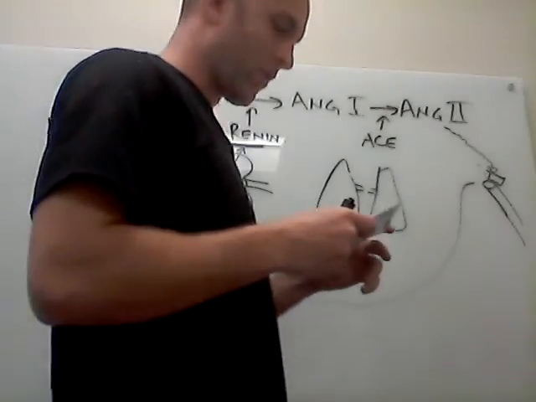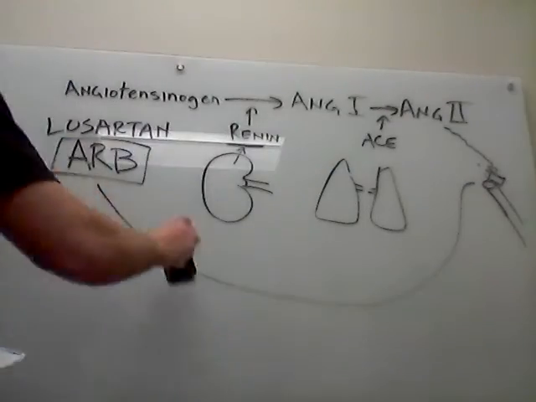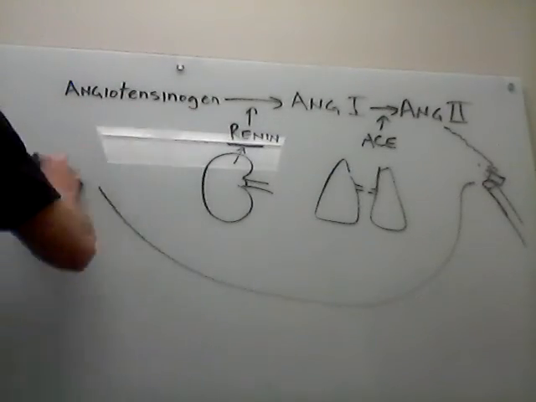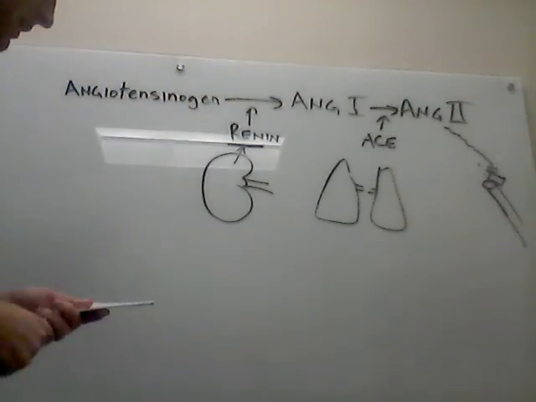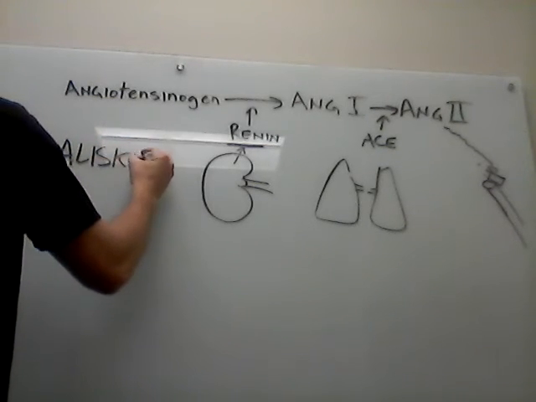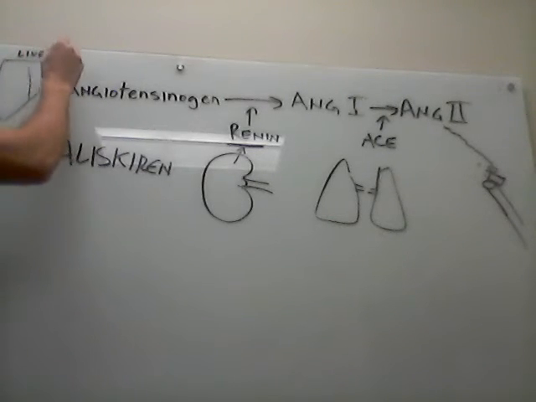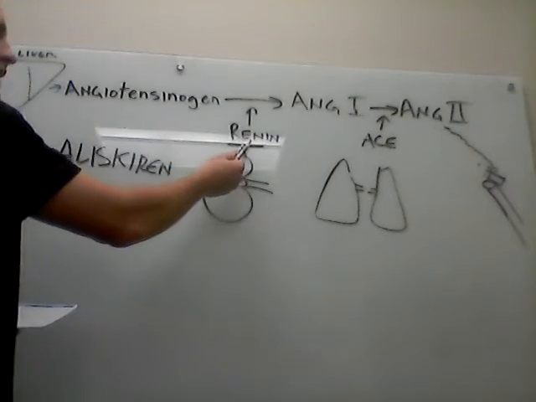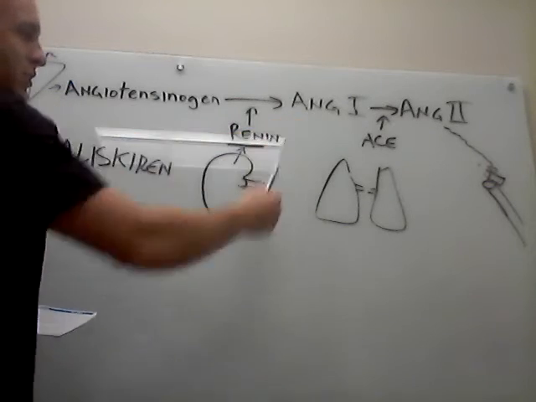Okay, now here's another one, Aliskiren. What's this drug going to do? Let's talk about it for a little bit. We talked about Losartan and what it did. Now let's talk about Aliskiren. Now remember here we talked about how you have your liver, and your liver produces angiotensinogen, and then renin ends up binding to angiotensinogen and changes it into angiotensin 1.